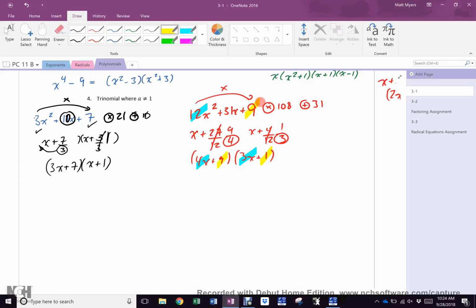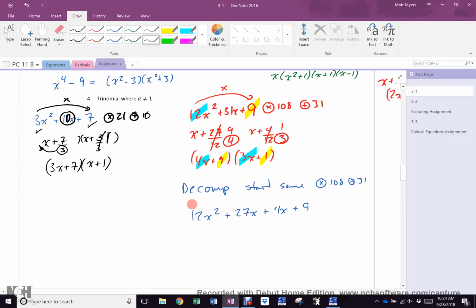Yeah, there's another method that also is a pain in the butt. Do you really want to learn it? Okay, Louis, it's called decomposition. You still have to do 12 times 9. You start the same. So it's 12 times 9. I still need to multiply to 108, and I still need to add to 31. I know it's 27 and 4, so then you write it this way. 12x squared plus 27x plus 4x plus 9.